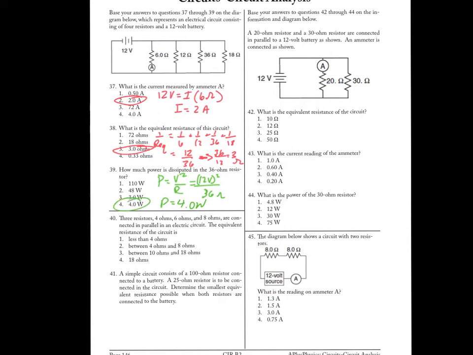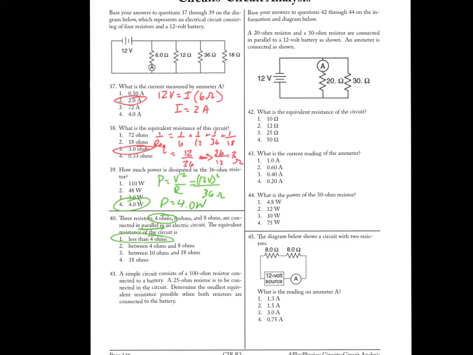That should be 4.0 watts. Choice 4. Number 40, 3 resistors, 4, 6, and 8 are connected in parallel. Equivalent resistance, so we could either calculate it, or you should know right offhand. Equivalent resistance in a parallel circuit will always be smaller than the smallest resistor. Our smallest resistor here is 4, so it's got to be smaller than that. Choice 1.